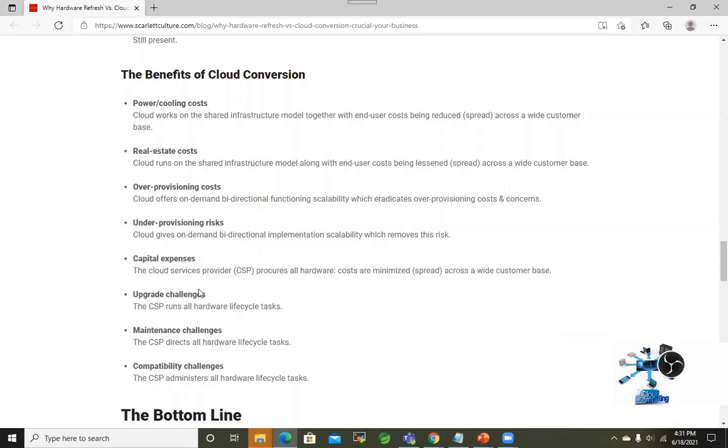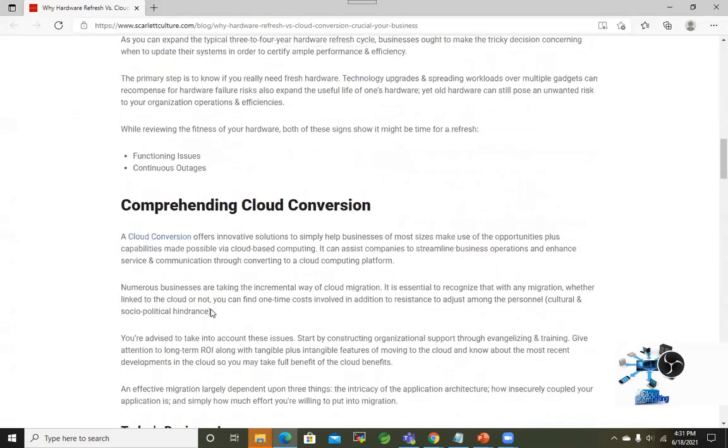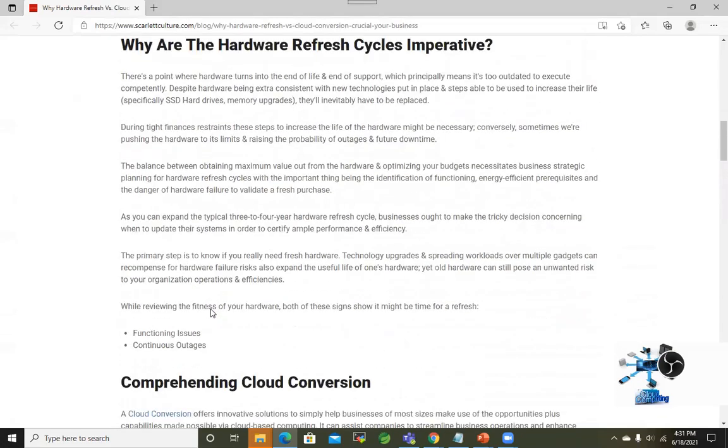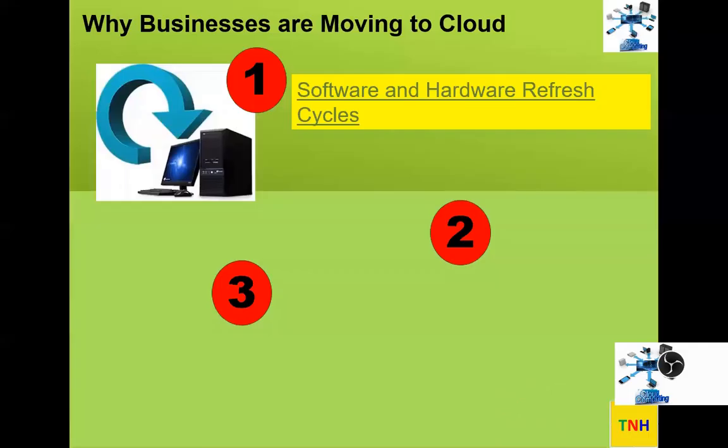Just go to this document for you to understand. Upgrade challenges are all taken care of by the cloud service provider, and so are maintenance, patches, and upgrades. It's no longer your headache. So this is one of the reasons, saving cost and time, why organizations, the businesses, are moving to cloud.